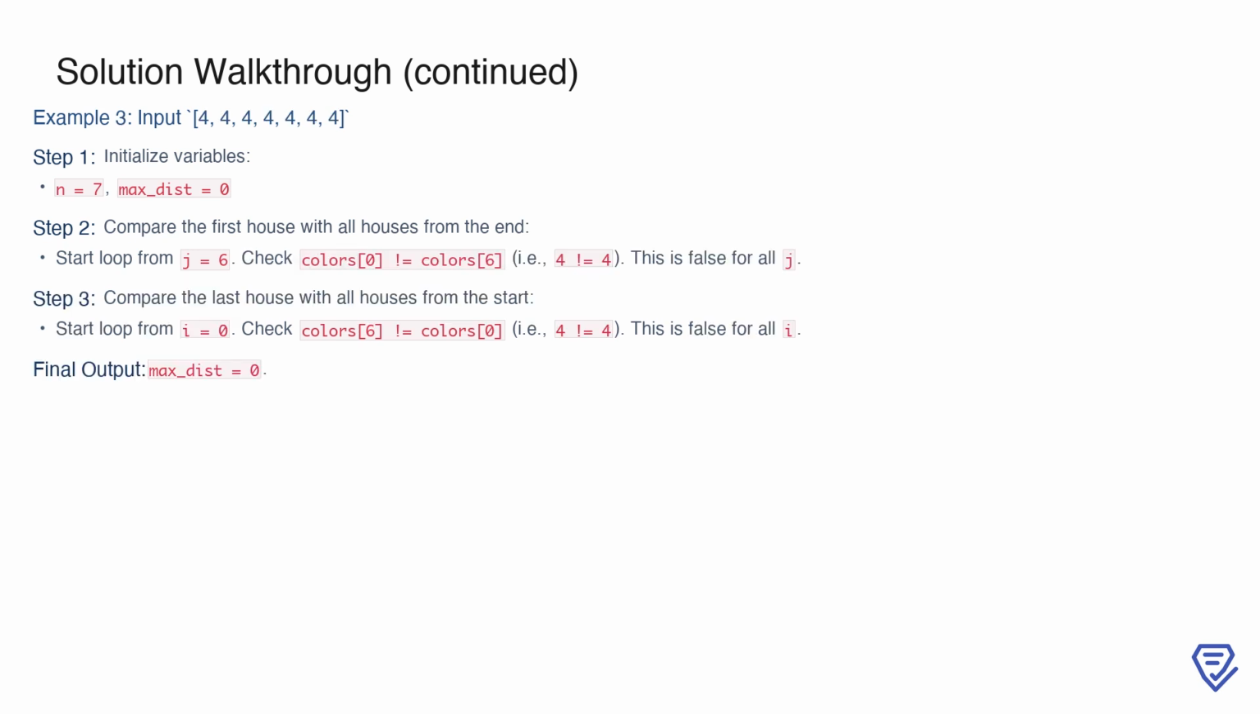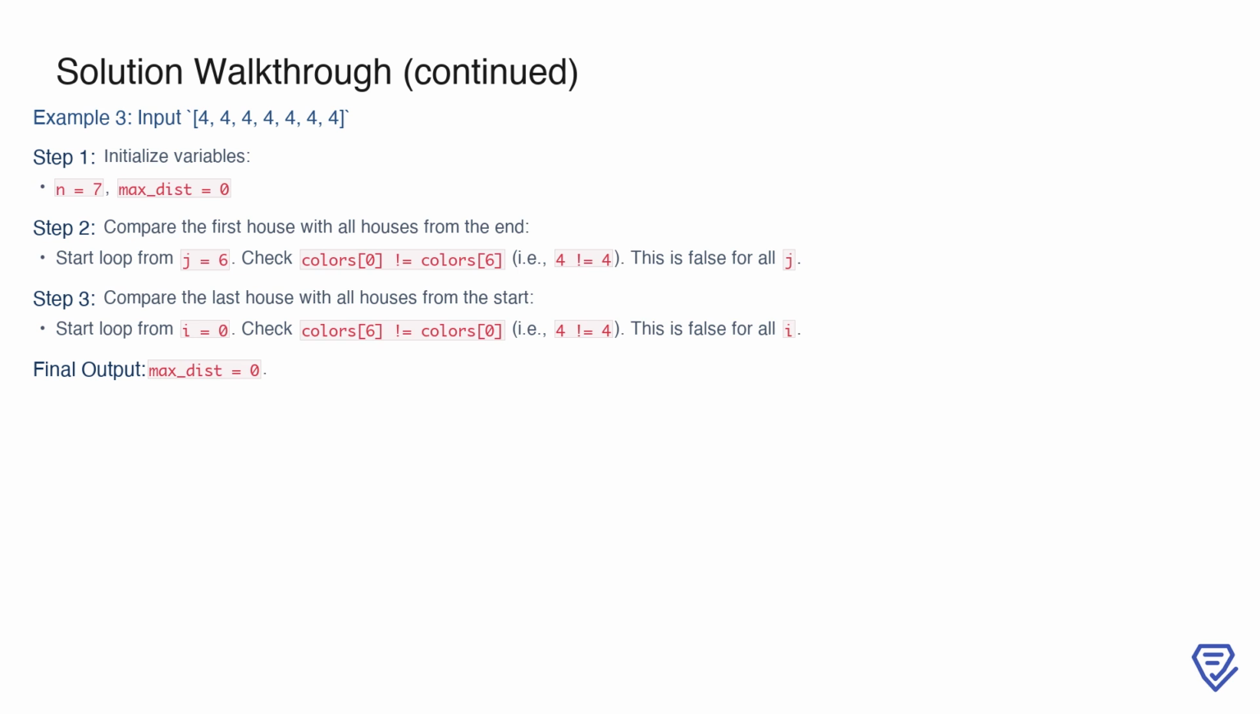In example 3, the input array is 4, 4, 4, 4, 4, 4, 4. We initialize n to 7 and max_dist to 0. Starting with the first house at index 0, we compare its color with the colors of all houses from the last house moving backward. For every j from 6 to 0, colors[0] is equal to colors[j], since all houses have the same color 4. Therefore, the condition is false for all comparisons, and the loop completes without updating max_dist.